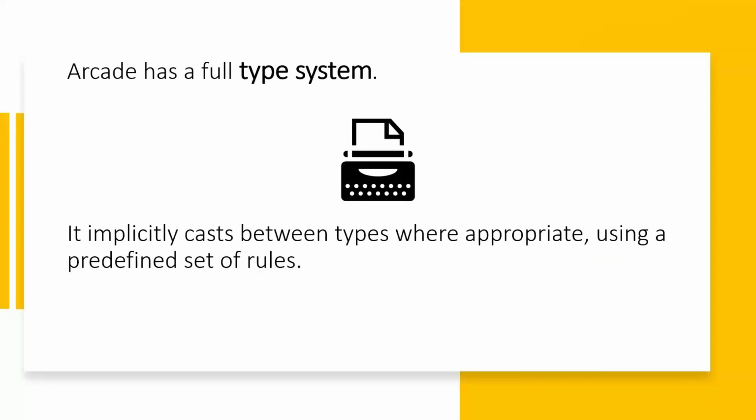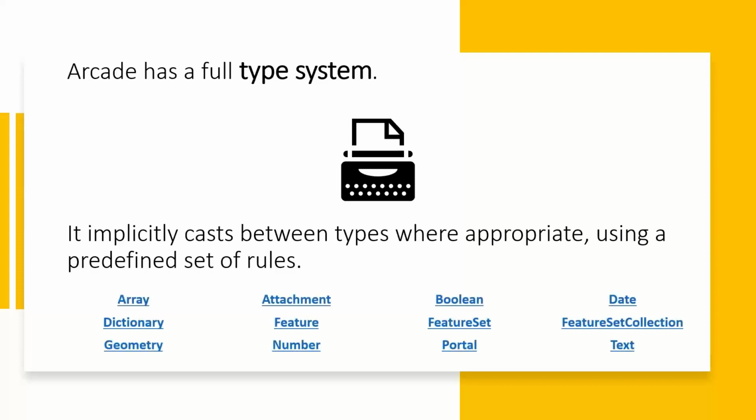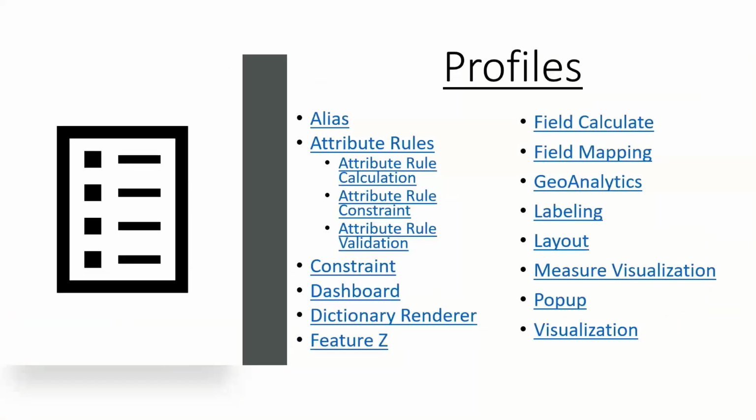How many times have you tried to map a field that looks like a numeric field, but was actually a text field? Well, Arcade can convert that text field to a number, allowing you to symbolize on it. Arcade has a full type system. These are the data types and the rules of how you assign variables, expressions, and functions to them. Arcade allows you to implicitly cast between different data types where appropriate using these predefined rules. And profiles are the context in which an Arcade expression is evaluated and understood. They expect specific input and output types depending on the use case. Today we're going to focus on the visualization and pop-up profiles.